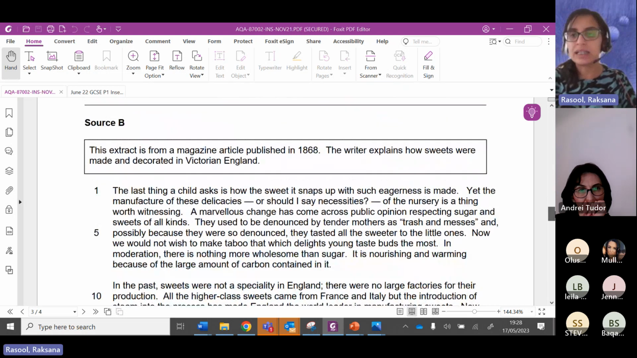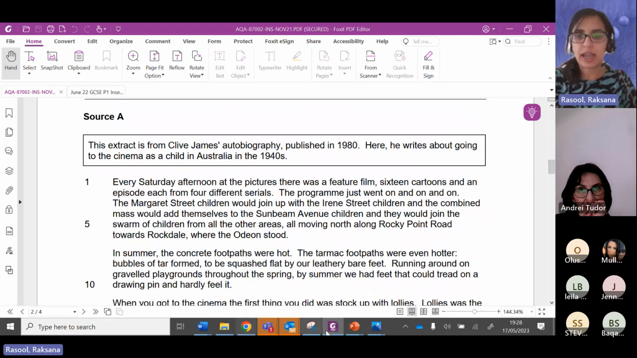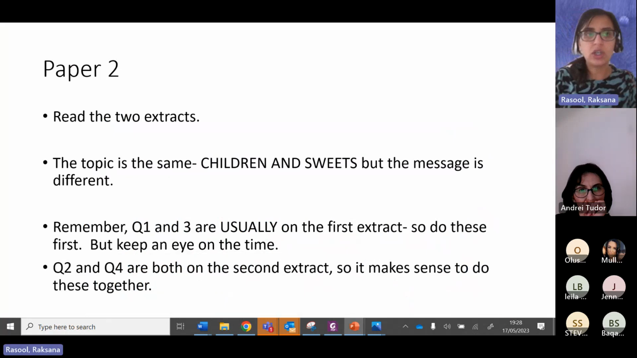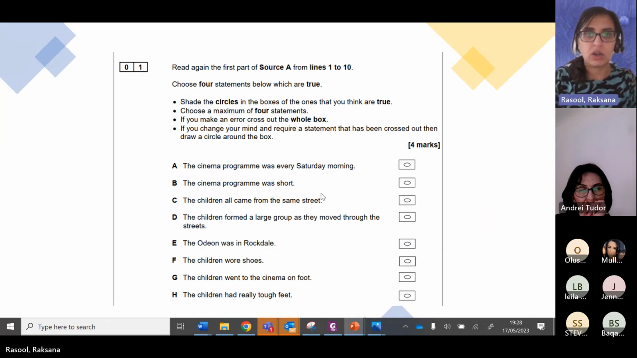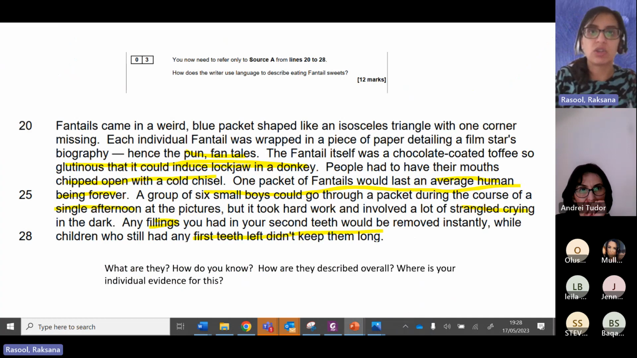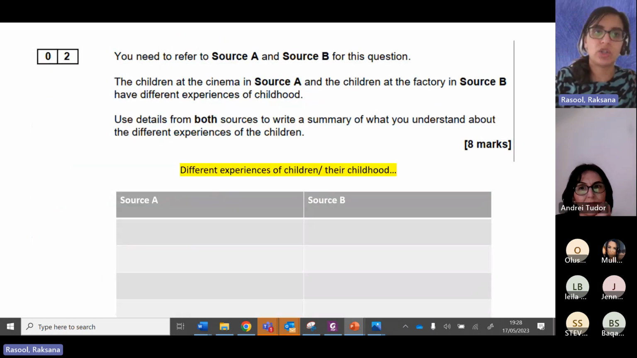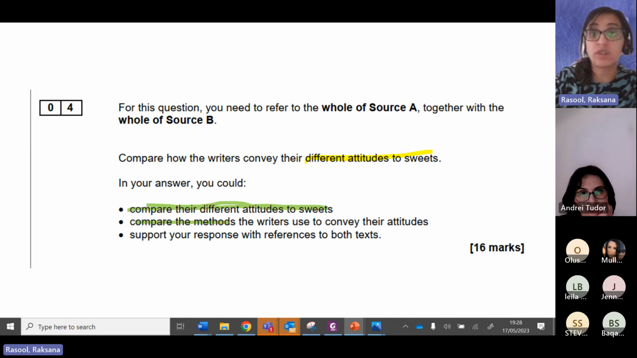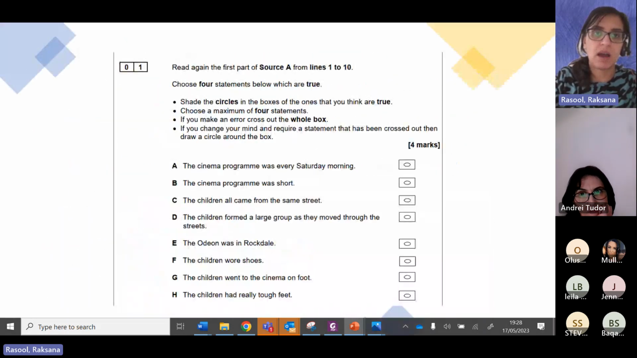Okay, I'm not going to read section B yet. I'm only reading section A because question 1 is on source A and question 3 is on source A. And because we've read it, we're going to do those first. Then we're going to do question 2, which is on both the sources. And then we're going to do question 4, which is also on both the sources. And it just makes sense to organize them that way.